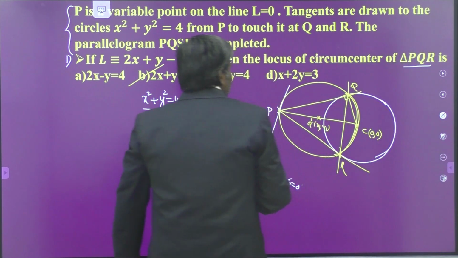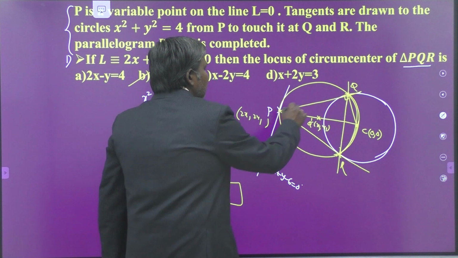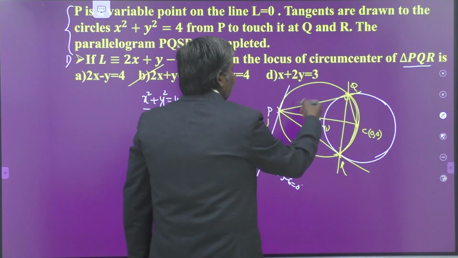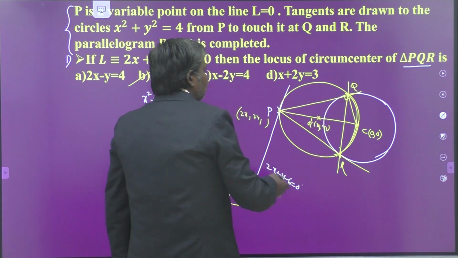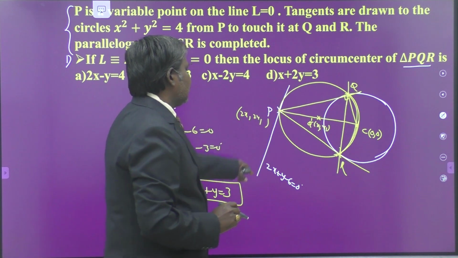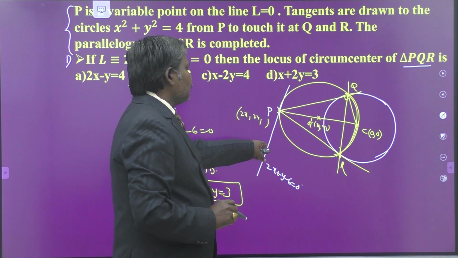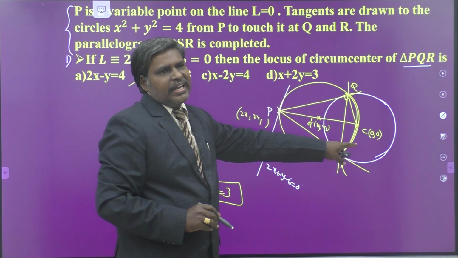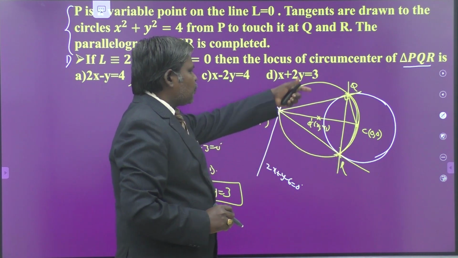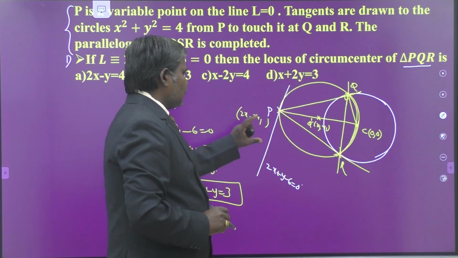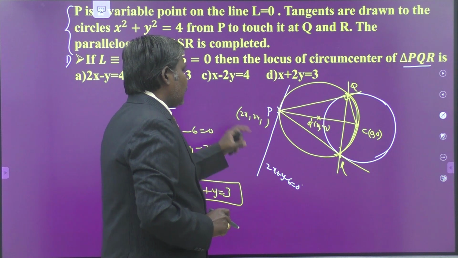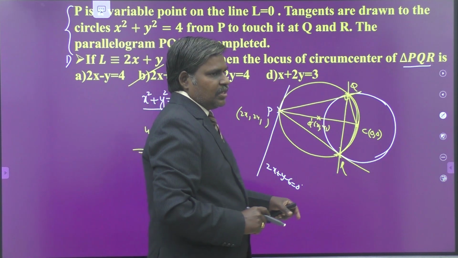Understand? Very interesting question. So why are the circumcenters varying? Why are the triangles varying? By varying the point itself. If your point is here, automatically the corresponding tangents are varying. So the corresponding points of contact are varying. Therefore, the triangle is changed. For every triangle, there exists one circumcenter.